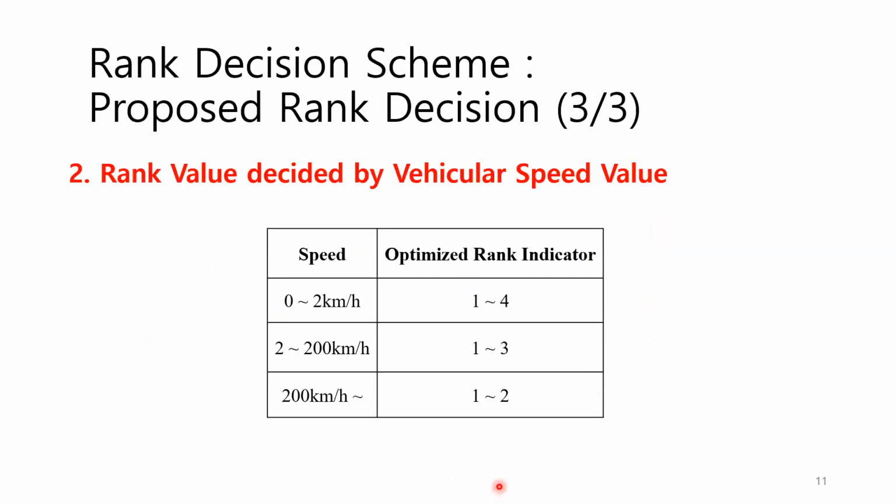And the second process is rank decision by the speed. Each commercial test condition from the previous page is specified in this table. If there are no other fading elements, we can select the largest value from the range for each speed. If the vehicular speed is 0 to 2 kilometers per hour, we can select a maximum of rank 4. If the vehicular speed is 2 to 200 kilometers per hour, we can select a maximum of rank 3. And if the vehicular speed is over 200 kilometers per hour, we can select a maximum of rank 2.